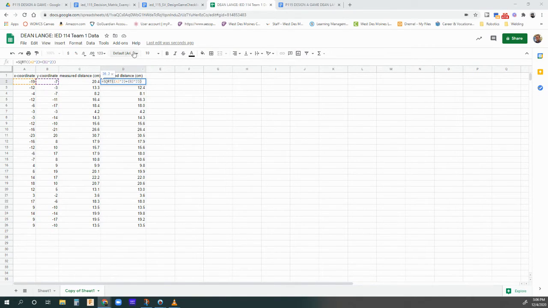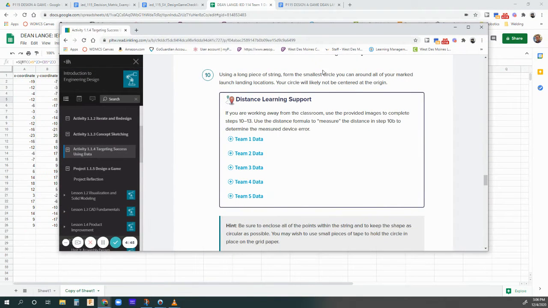So now that I have all of that done, I need to quantify my accuracy. I need to know how accurate is my machine at this point, okay, my launch device. Okay, so what it's asking us to do is to look here at step 10. We're not drawing the circle in person, so we're team 1.